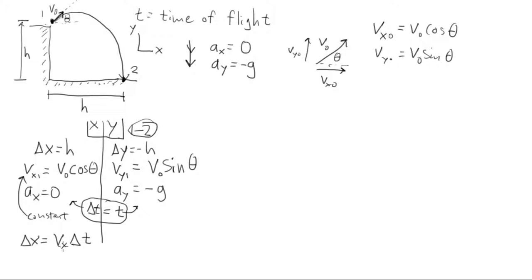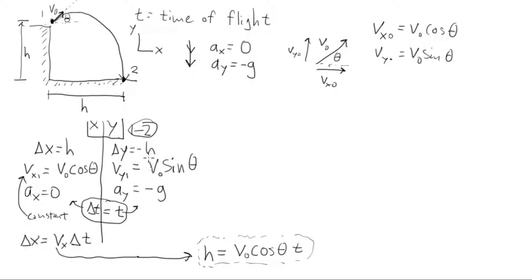Or if you want to take one step back, you could apply the full cake 2 and say it's Vx1 times delta t plus 1/2 x acceleration delta t squared, and then x acceleration is 0, so that goes away. So what that gives us is that your delta x, which is h, is going to be this Vx, which is V naught cosine theta, times t. So h equals V naught cosine theta times t. That's the equation we get out of x.